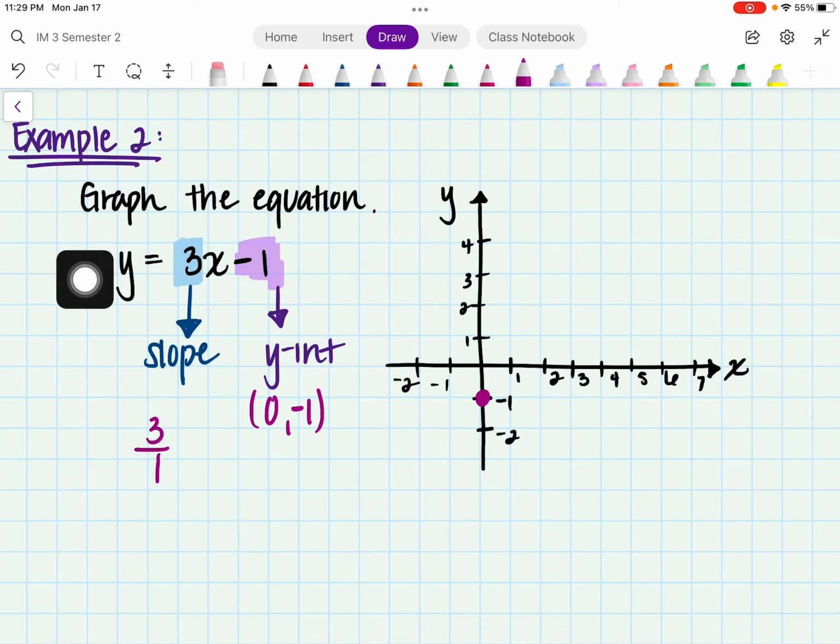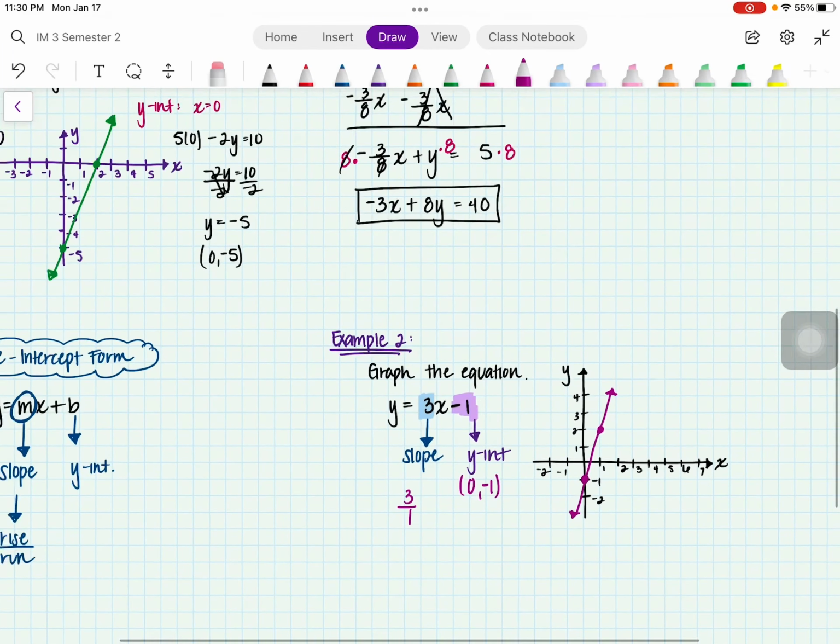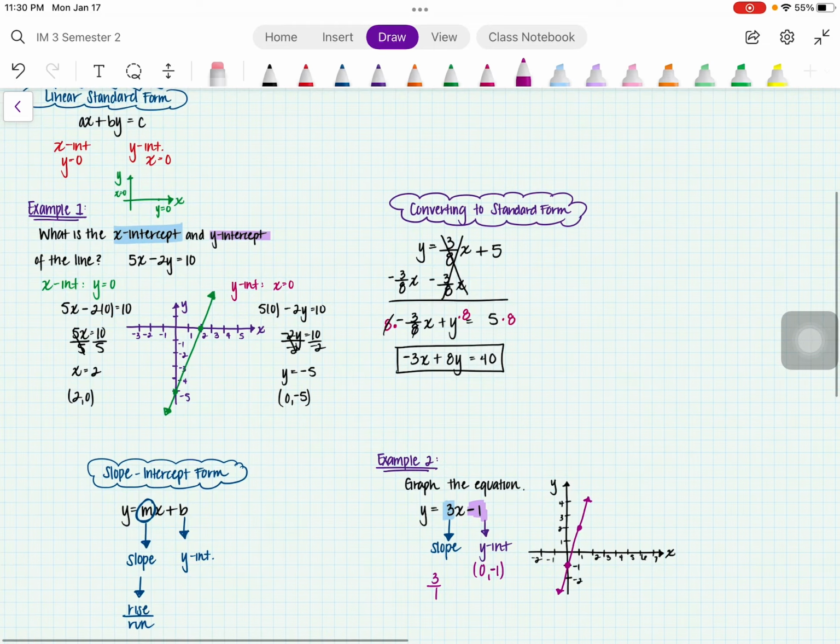Let's go to our y-intercept, which is the point I just plotted. Our slope is telling us to rise 3, so go up 3 and then run 1. So it's 1, 2, 3, and then 1 to the right, and we have that. Let's connect here. So one more time, and there we have it.